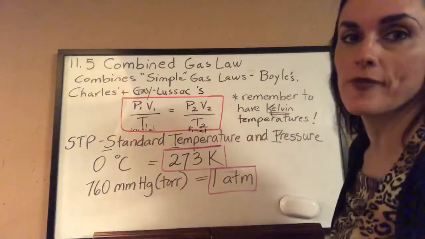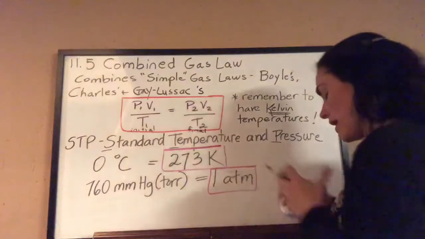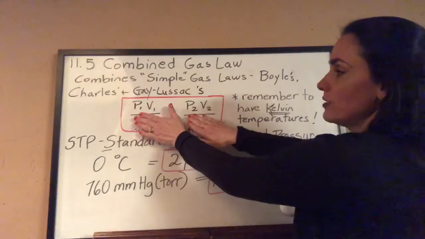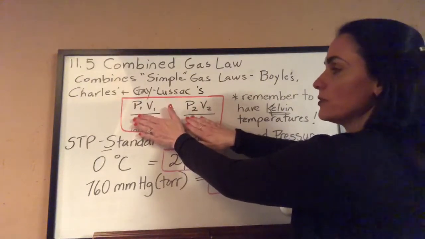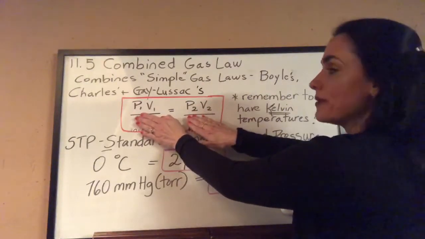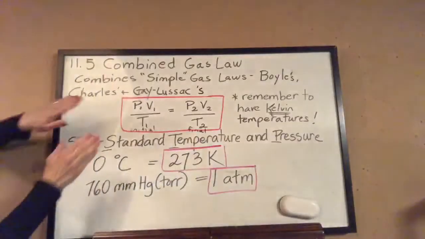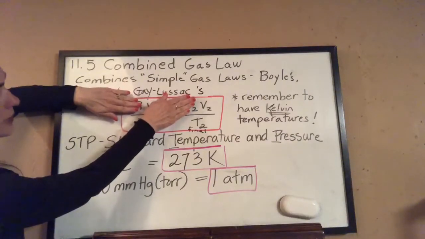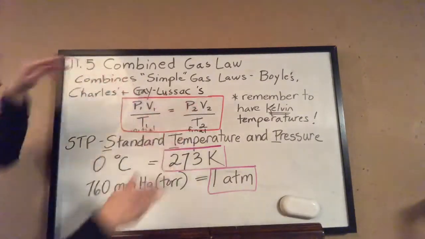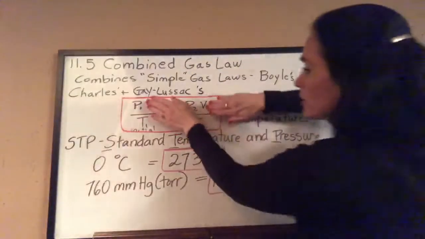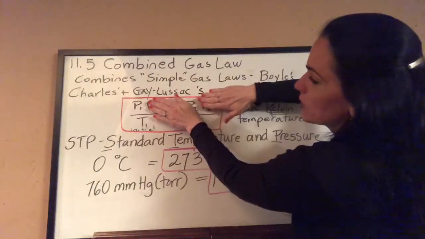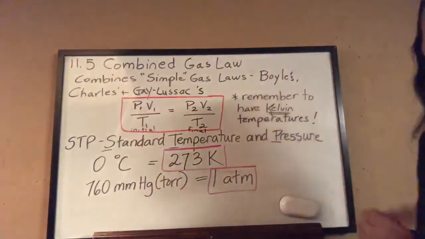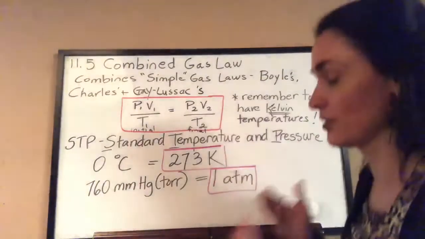Okay, now let me show you something. Looking right here, if you hold constant the temperature, you have Boyle's law: P1 V1 equals P2 V2. If you hold pressure constant, what do you have? Charles' law: V1 over T1 equals V2 over T2. And if you hold volume constant, what do you have? Gay-Lussac's law: P1 over T1 equals P2 over T2. So you combine those gas laws together and you have the combined gas law.